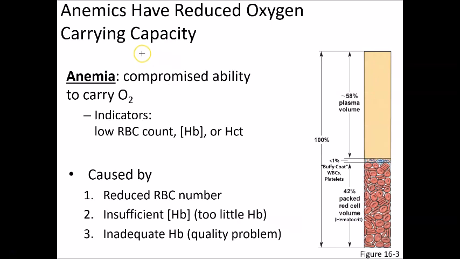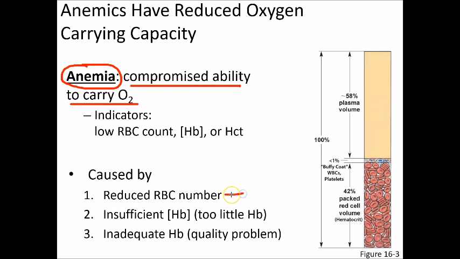Now, when we look at the reduced ability to carry oxygen in blood, that's a disease called anemia. It's a bad name. Anemia literally means without blood, but it just means that you have a compromised ability to carry oxygen. So you don't carry as much O2 as you can, or you don't carry as effectively. The indicators that can cause that are low red blood cell, low hemoglobin, or low hematocrit. So it could be a combination of these or an individual one.